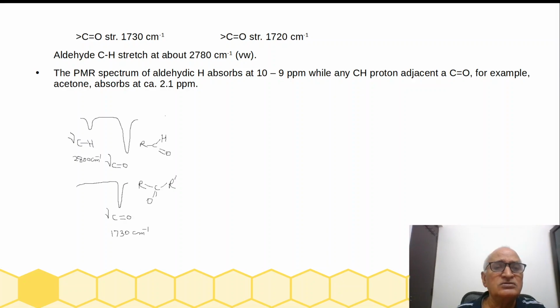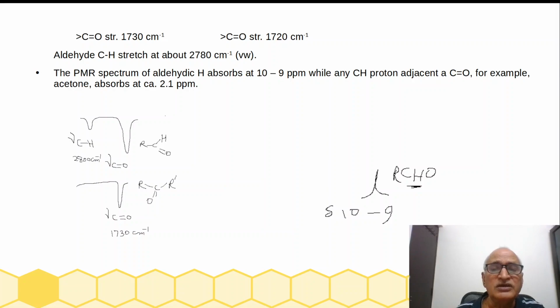Here I have drawn the diagrams. You see, the upper diagram shows two peaks. One is for the aldehydic CH at about 2800 reciprocal centimeters, and the other peak is a large, very strong peak. It is for the carbonyl stretching peak. Below are ketones, where only the carbonyl peak is there, no CH peak. Thus, IR spectroscopy can be very easily used to distinguish between aldehydes and ketones. Aldehydes show a CH peak also, but ketones do not show this peak.